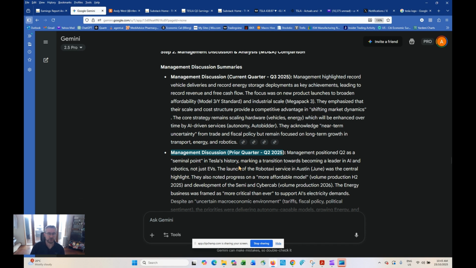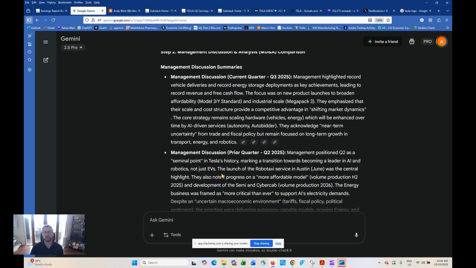Let's start with Q2. Management position, as the report tells us, in Q2 is a really visionary point. A lot of the focus in Q2 was on their leadership and becoming a leader in AI and robotics, not just electric vehicles. And that's probably pretty important for the Tesla share price because Tesla has a huge PE. It's very high, as are many of the AI leaders in the market, with a lot of that value baked into the share price, all about the story of the future.